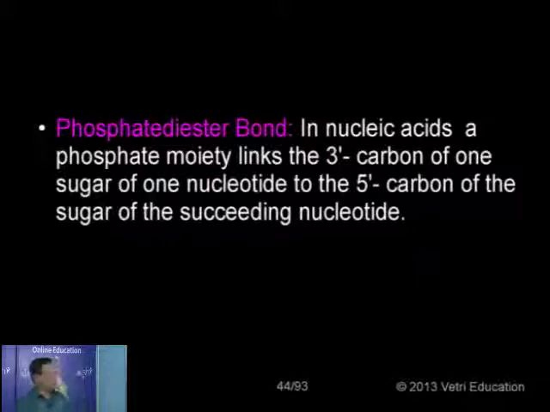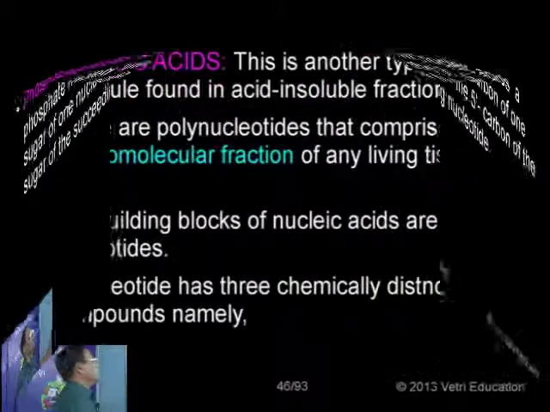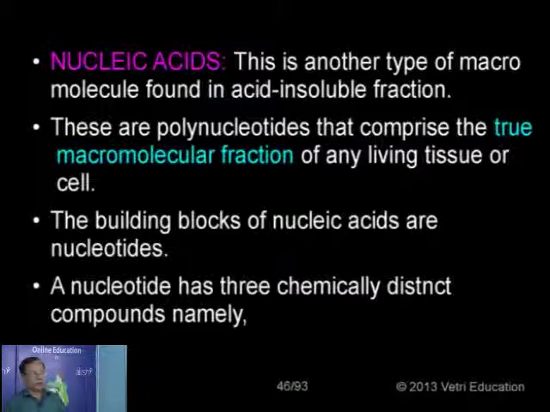See, the phosphodiester bond links the third carbon of one sugar of one nucleotide to the fifth carbon of a sugar of the succeeding nucleotide. As there are two ester linkages on either side of the phosphate, it is called phosphodiester linkage. There is phosphoric acid plus the hydroxyl group of sugar, that is the ester linkage. You know the meaning for that one. An ester linkage is always formed between an acidic group and an alcoholic group, or what is called the hydroxyl group. Now, the third macromolecule.